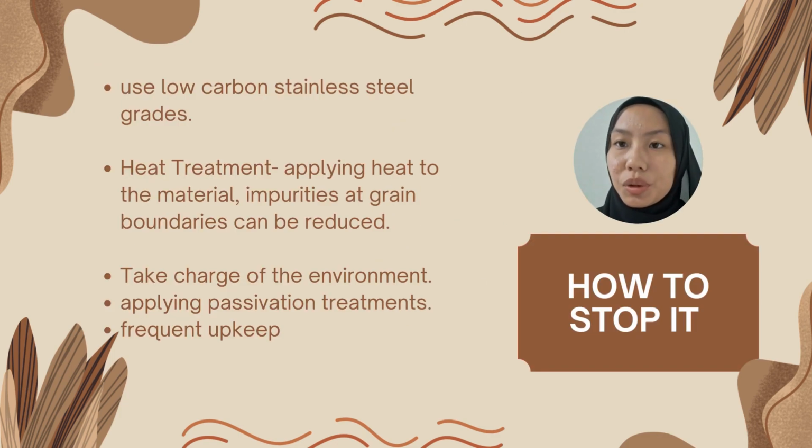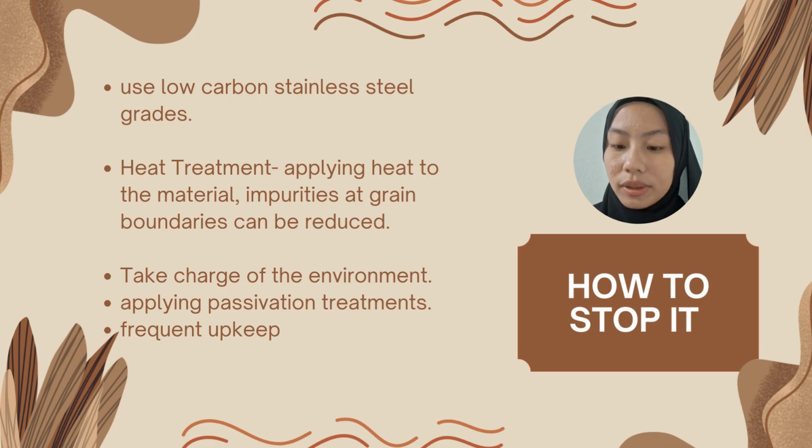Next, I would like to talk about how to stop intergranular corrosion. One way to be less susceptible to intergranular corrosion is to use a low carbon stainless steel grade or heat treatment by applying heat to the material, so that precipitates at the grain boundary can be reduced or eliminated, increasing the material's resistance to intergranular corrosion. This is where techniques like solution treatment and etching come in handy.